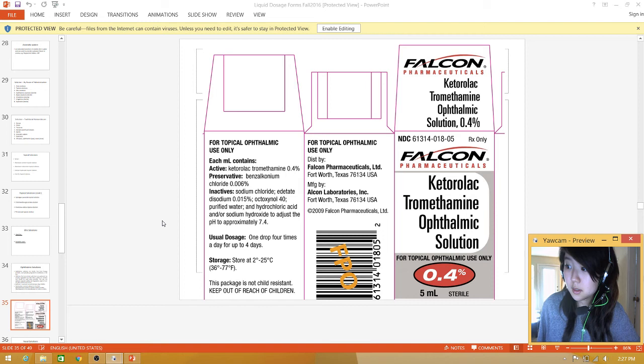Ketorolac ophthalmic solution is an NSAID, meaning it treats inflammation. One of the inactive ingredients over here is sodium chloride, and this is going to aid in making the solution isotonic. Another inactive ingredient is the hydrochloric acid, and this is going to be used as a buffer, meaning it's going to adjust the pH of the solution.